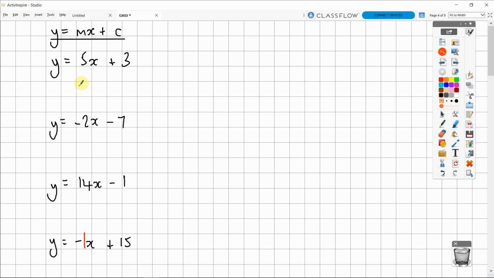5 is quite steep. 14 is even steeper. But these negative gradients, they're going to be downwards. They're going to be going downhill. This one is quite steep downhill. This one is not so steep downhill. But the critical thing at the moment really is just whether it's uphill or downhill. It depends upon, is this number positive or negative? So we know which way the line is sloping.